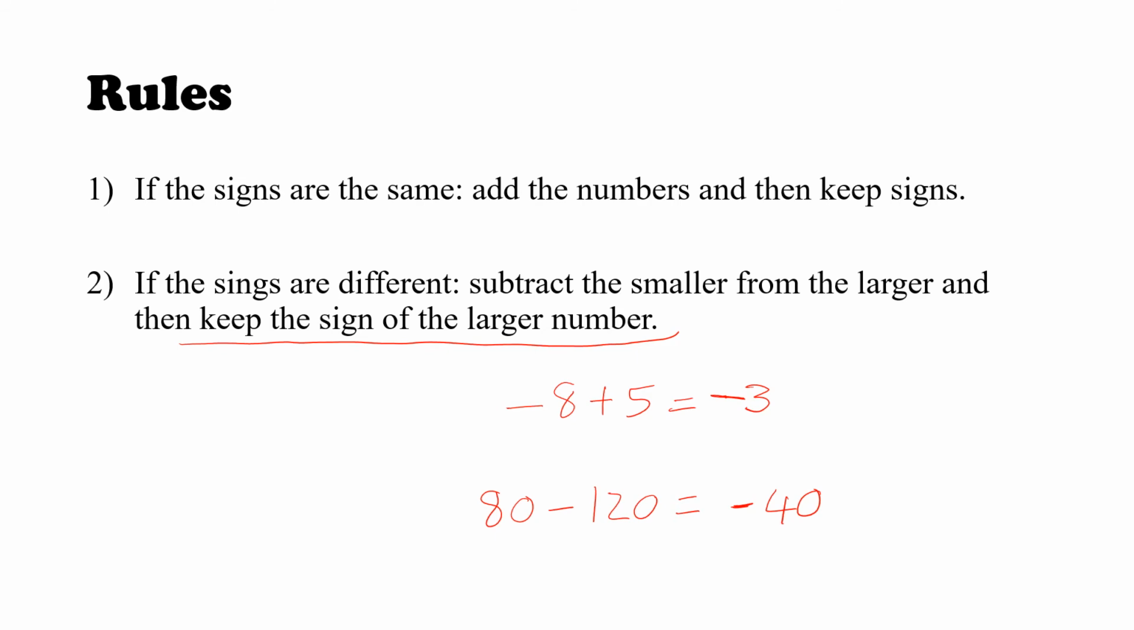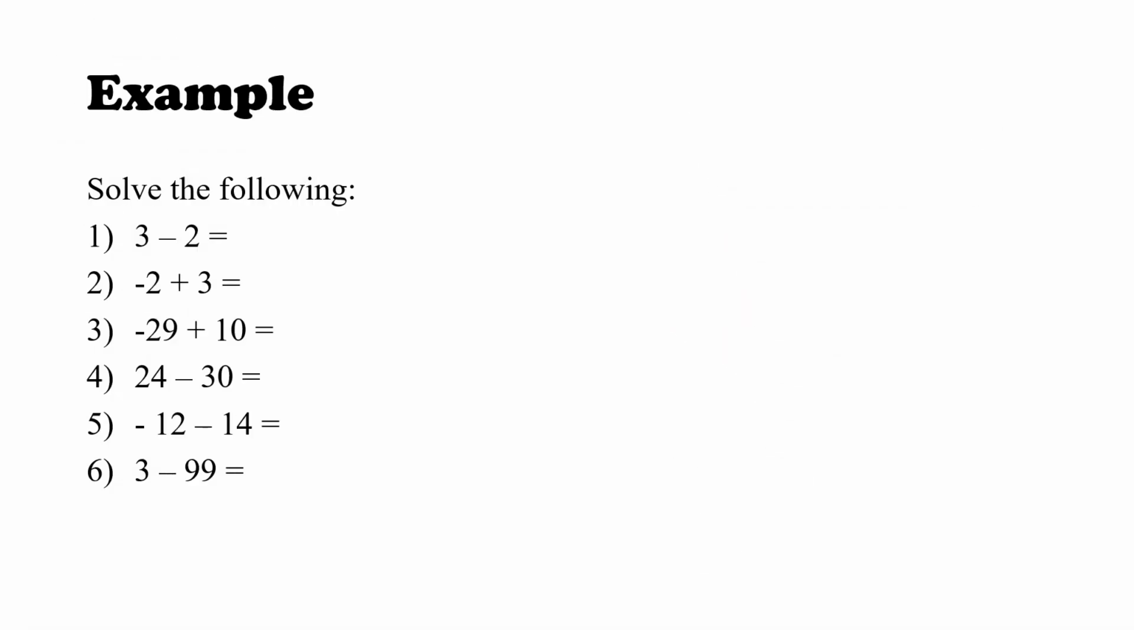So let's see if we could do some examples now, and that should wrap up our day for today. Right, so here we have 6 different examples at all levels, pretty much, so that will make our life easy. So 3 minus 2, that's kindergarten.